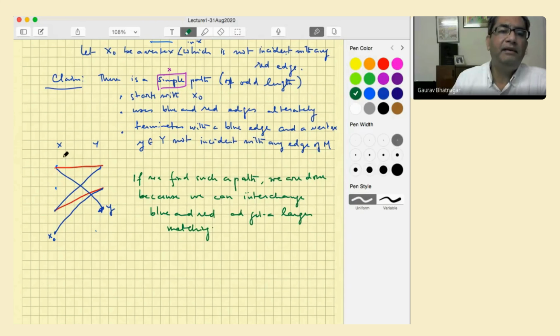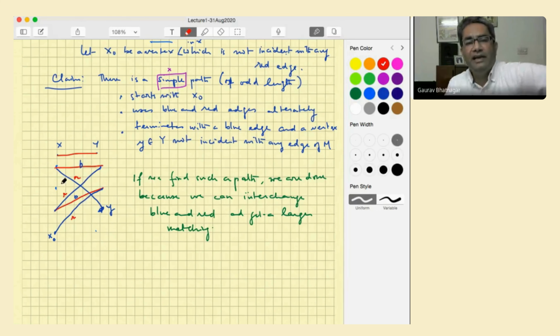So let me say that there may be some red which is not part of this path. That's okay. What we do is we change the colors of these. So we change this and make it blue, make this blue and make these red. So instead of two reds, I've now got three reds. And this one red stays there. Is this clear?